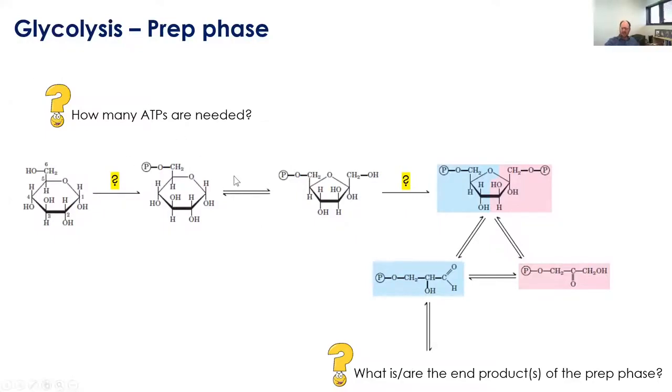So how many ATPs are necessary to make these reactions? Well, you should all know that you have an ATP here in this step, which is hexokinase, and you have another ATP that goes into this step, which is phosphofructokinase, ultimately making this FBP, fructose 1,6-bisphosphate. The end product of this preparatory phase is right here, this glyceraldehyde 3-phosphate molecule. Those are all things that you should be able to identify along with the names of each of these structures.